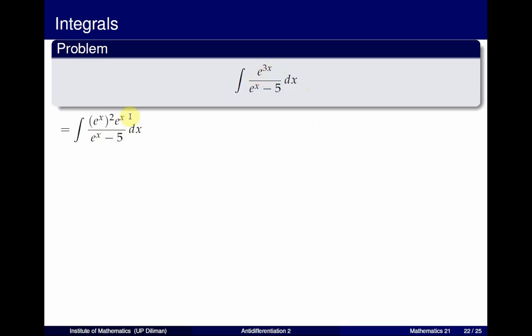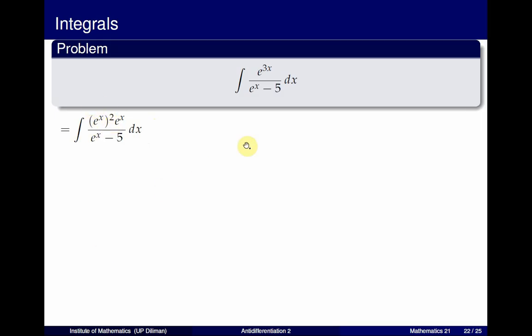Why do I do this? Because the derivative of e to the x minus 5 is e to the x dx. So this e to the x dx here becomes du. And then what's left? E to the 2x. E to the 2x is just the square of e to the x. That explains the e to the x squared here.